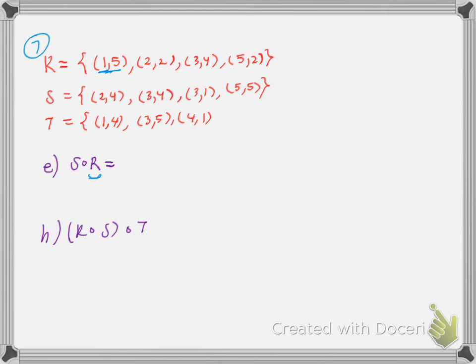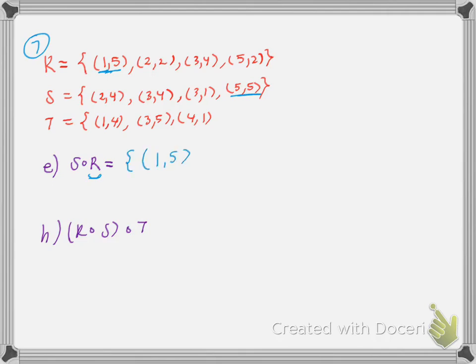1 relates to 5, or 1 goes to 5. So then you look in S to see if there's a 5 in the X coordinate place, and it's right there, right? So that means, let me write my set notation first because it is representing a set. So that means 1 will go with 5.